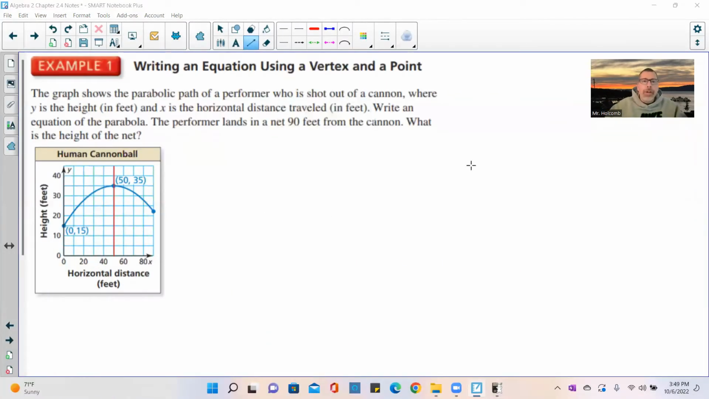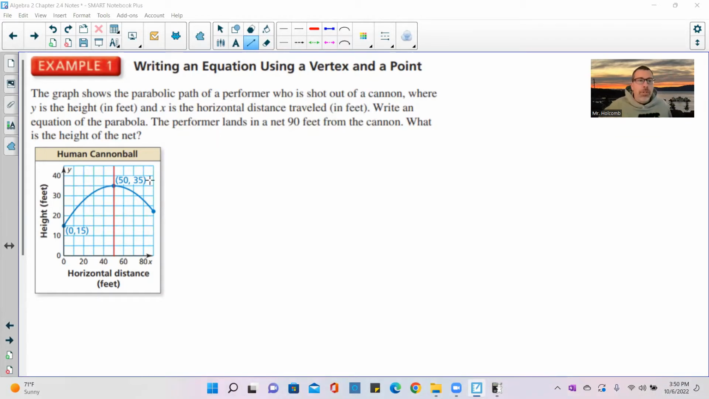Okay, example 1, writing an equation using a vertex and a point. The graph shows the parabolic path of a performer who is shot out of a cannon, where y is the height in feet and x is the horizontal distance traveled in feet. Write an equation of the parabola. Actually, it's the performer, so it's a human cannonball.